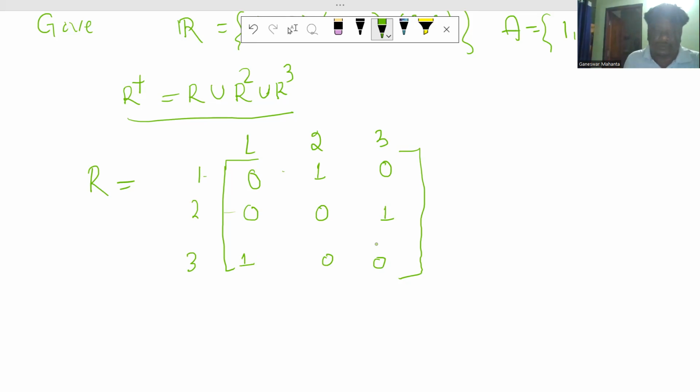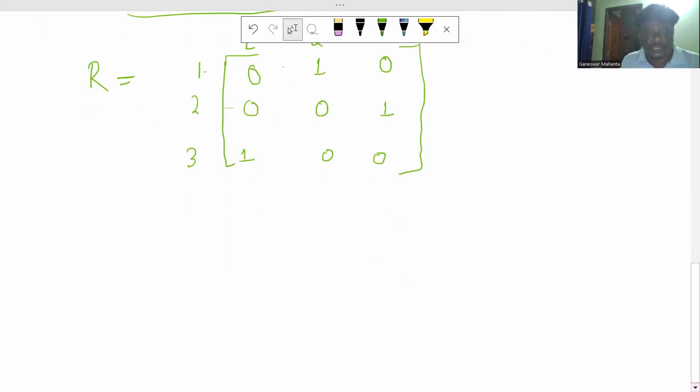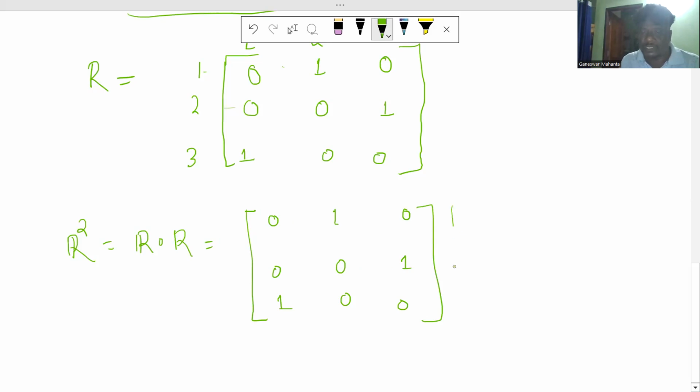Again, we have to find R square. That is the composite relation, R composite with R. That means we take the product of this matrix multiplication: 0, 1, 0; 0, 0, 1; 1, 0, 0, multiplied by another R, 0, 1, 0; 0, 0, 1; 1, 0, 0.